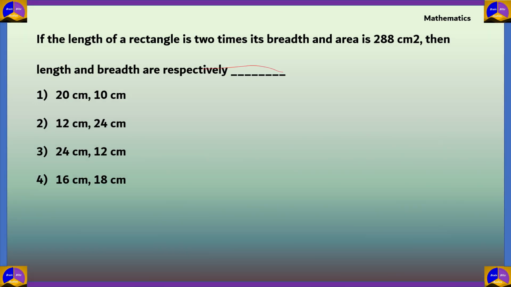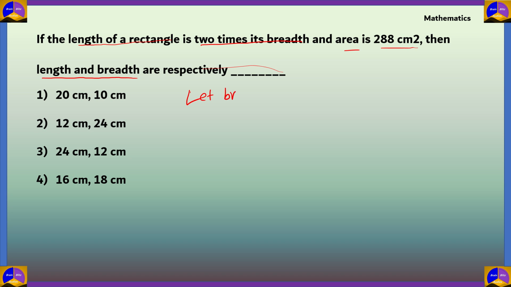Next question. If the length of a rectangle is 2 times its breadth and the area is 288 centimeters square, then length and breadth are respectively. Option 1, 20 centimeter, 10 centimeter. Option 2, 12 centimeter, 24 centimeter. Option 3, 24 centimeter, 12 centimeter. And option 4, 16 centimeter, 18 centimeter.